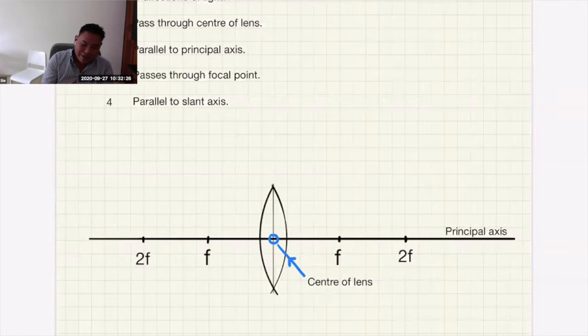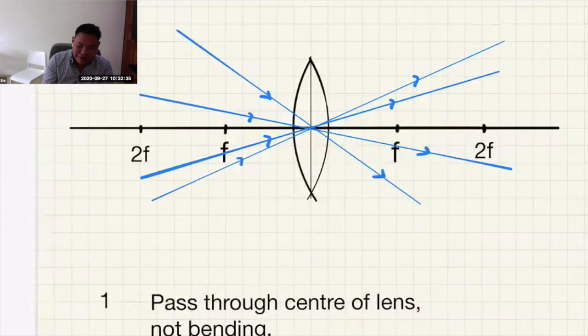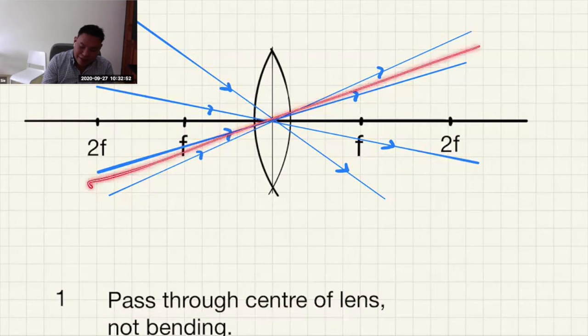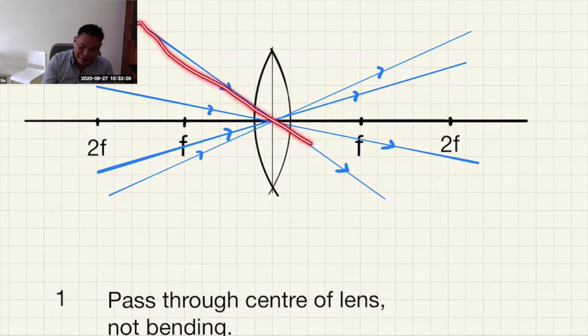Then, how do we draw the lights then? Very simple. We try one by one. The first one is pass through center of lens. This is the simplest. If they happen to ask you to draw the light, and that light happen to pass through center of lens, you don't need to do anything. You just extend the line because the light is not bending. Very simple. If it is slanting down like this, you just continue because it passed through center of lens. That's number one. That's the simplest.